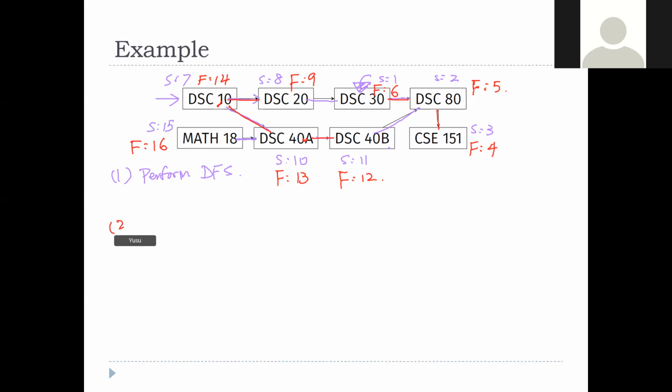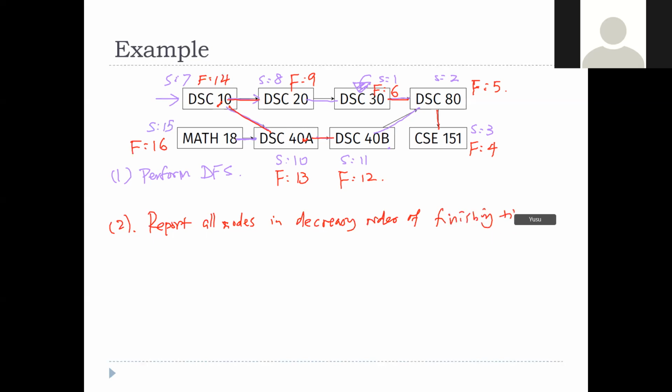And the second step is simply to report all nodes in decreasing order of finishing time. Okay, now in the code, what do you do? In fact, let me be a bit more precise.